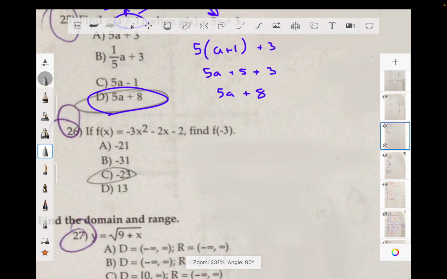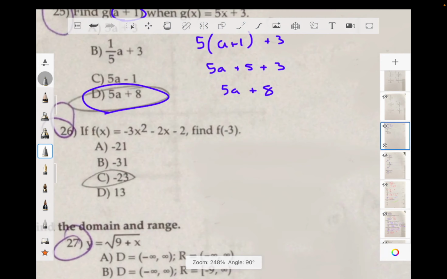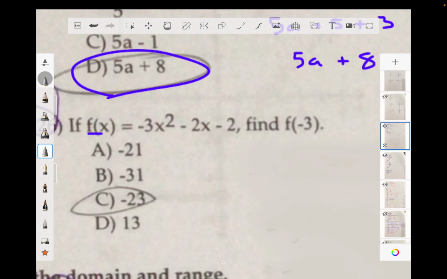If f of x equals -3x squared minus 2x minus 2, find f of -3. Again, similarly, we have an f of x and we have an f of -3. So all this is saying is plug in -3 into each x and solve.